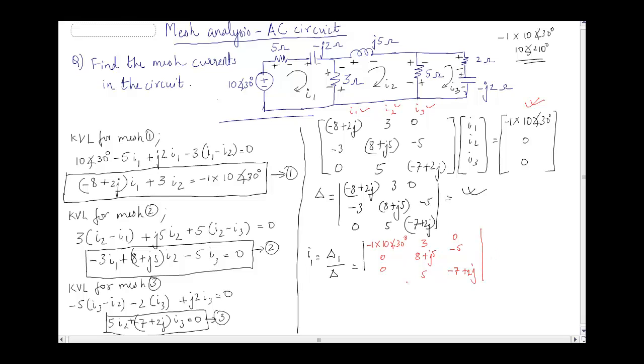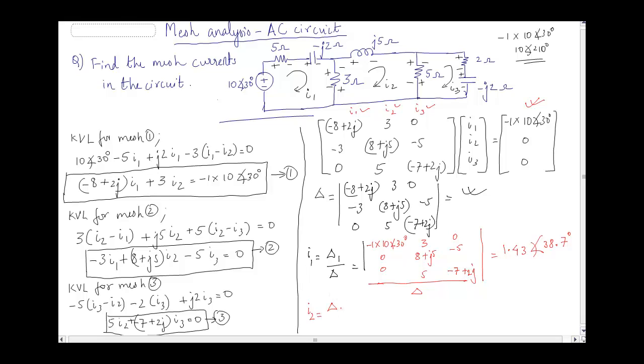and divided by delta. Delta we have already found out here. If you go to find out, the answer will come out to be 1.43 angle 38.7 degrees.